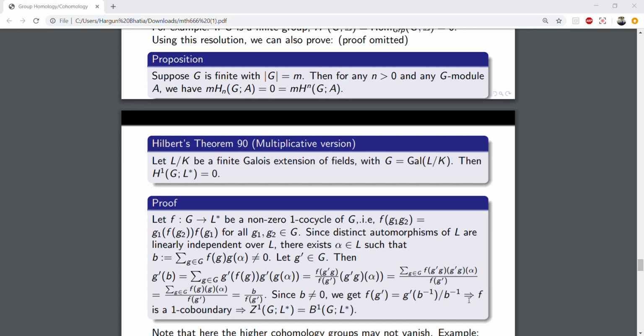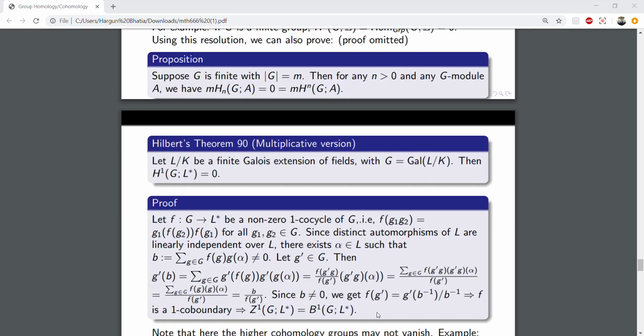Because under the multiplicative notation, F is a co-boundary if F of any group element is that group element times some element upon that same element, right? So this is true for any G prime, remember. G prime was arbitrary. So this is a one co-boundary which finishes the proof. Co-cycles and co-boundaries are the same.